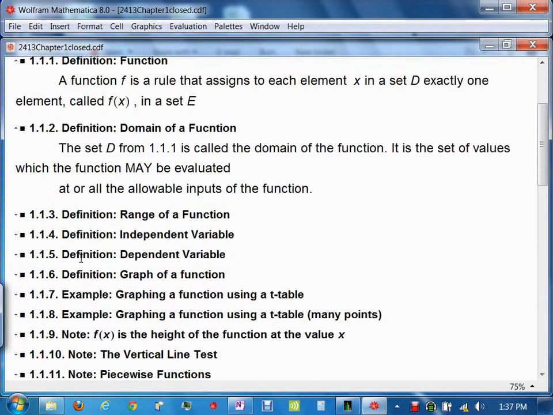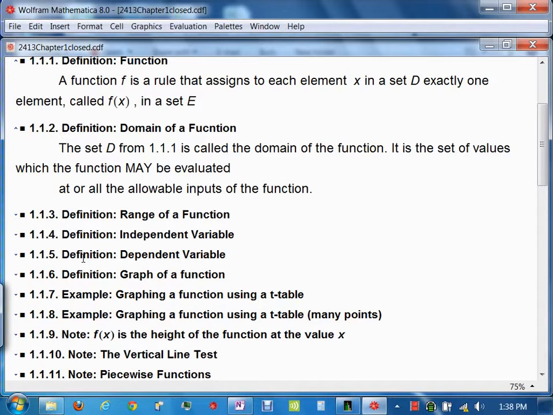The domain of a function is the set of values which may be evaluated at, or all allowable points of the function. So we've seen in the past in college algebra and in pre-calculus, there's certain things you can't plug into certain functions, right? Like if you have the square root of x as a function, you can't plug negative numbers in. So the domain is everything you can plug in.